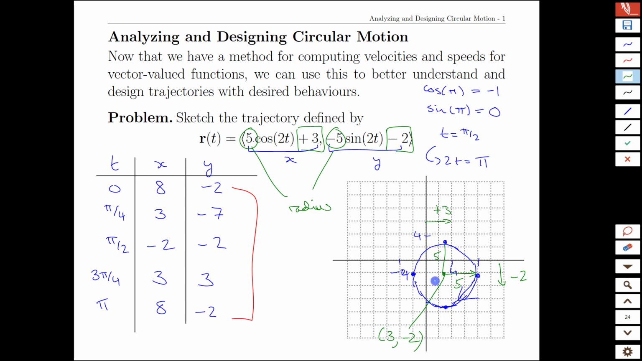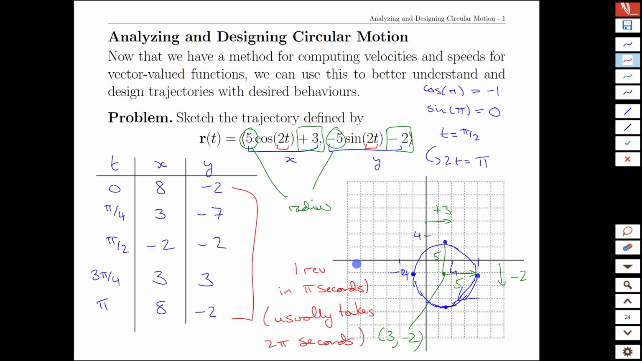Now the only other thing that was affected, and this is where we get into the derivatives, is the speed. Notice that we completed 1 revolution in pi seconds, whereas usually, regular sine and cosine, it takes 2 pi seconds.